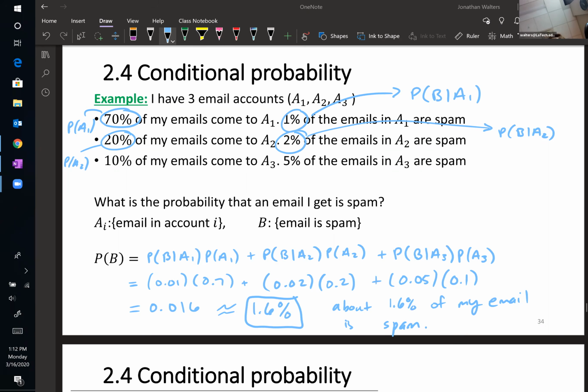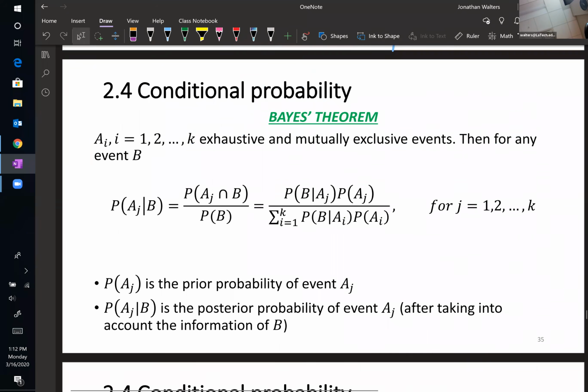Now, Bayes' theorem. So Bayes' theorem, basically we have the same setup as the law of total probability, and we just use the conditional probability definition. We just replace the denominator with the law of total probability, and that's Bayes' theorem. So this equality is by the law of total probability. This is just by definition.